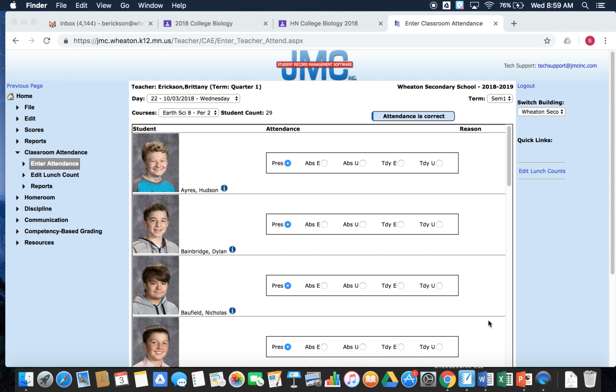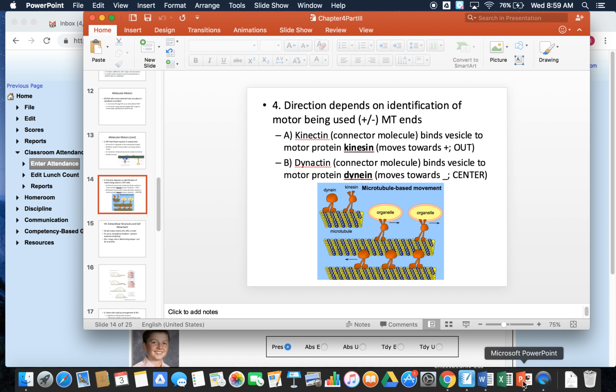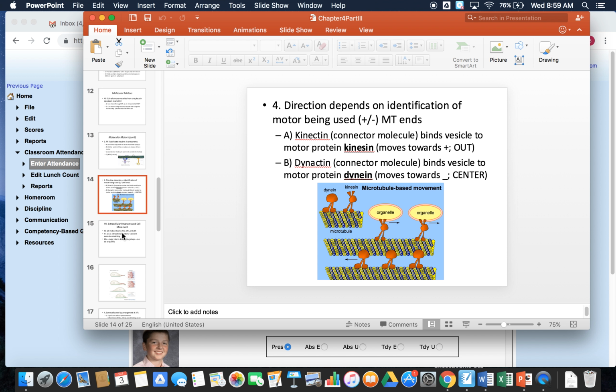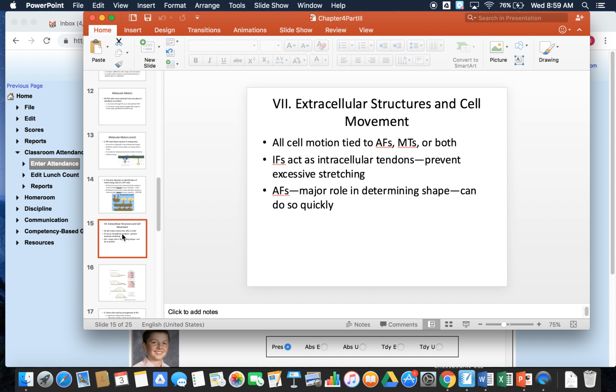Wait, what are those things called? That was kinesin. Versus the dynein. Why are they walking? Where are they going? Well, like I just said, maybe there's cell division, or maybe this vesicle needs to leave the cell. So they just move things inside the cell.